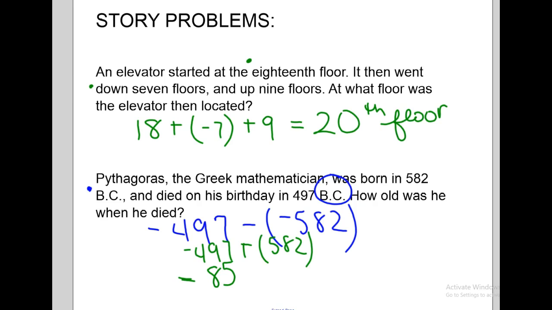So tonight you've got some story problems to do as well. I want you to take your time. I want you to make sure that you check your work, keep up with your signs. Remember, to subtract real numbers, the key is to add the opposite. Nicely done.